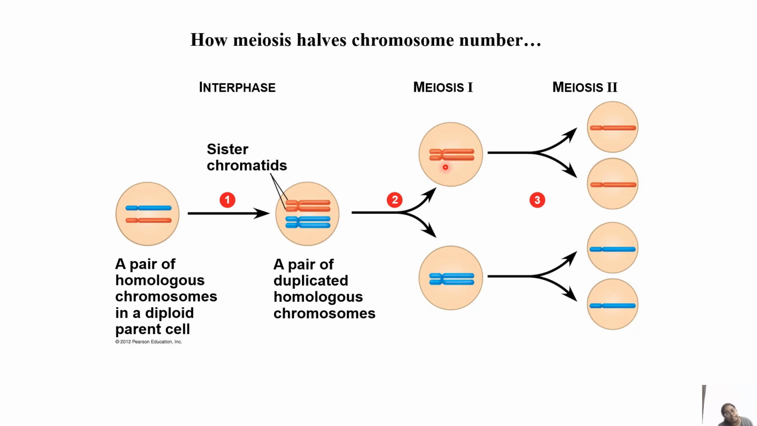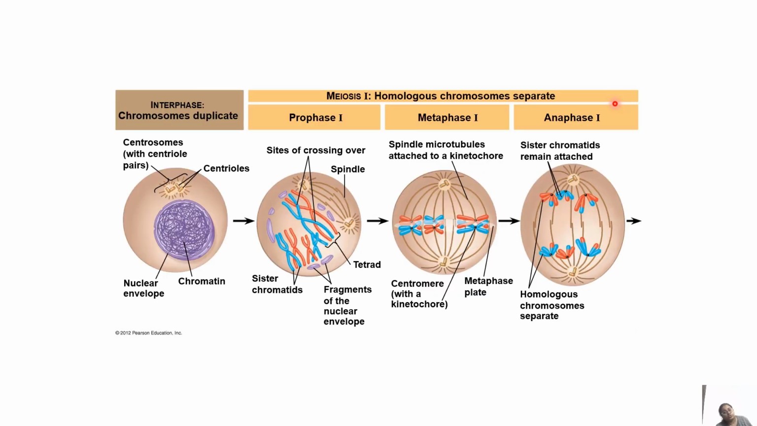Meiosis 1 does not change the number, but then we have meiosis 2 where this happens. The number is reduced. So in the interphase, the chromosomes duplicate centromeres with centrioles, chromatin and nuclear envelope. But in case of prophase 1, these are the sites of crossing over, spindle. Sister chromatids, these are the fragments of the nuclear envelope. Okay, this is a tetrad formation, if you can see over here. The orange are the sister chromatids, the blue are sister chromatids, right?